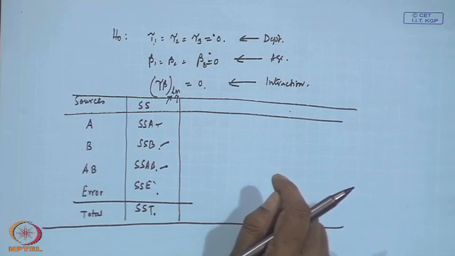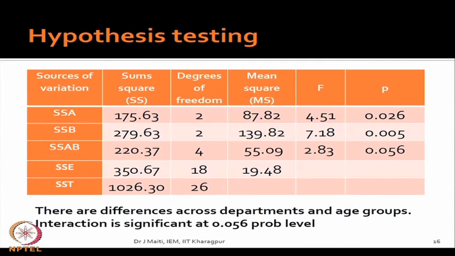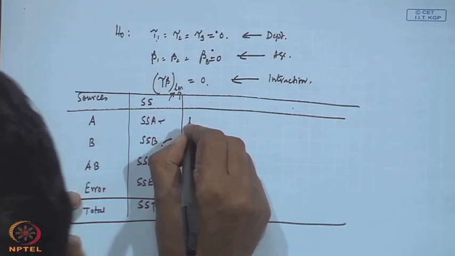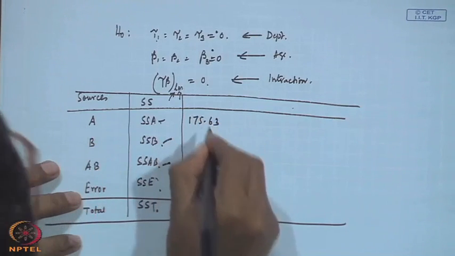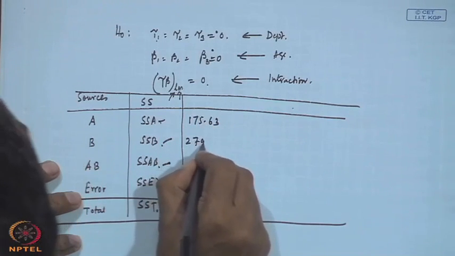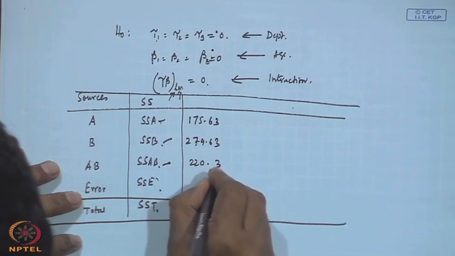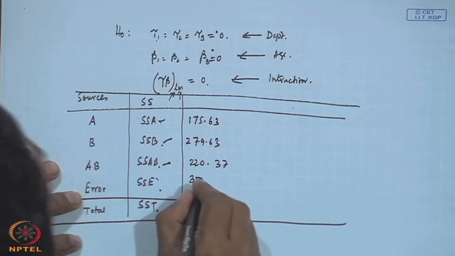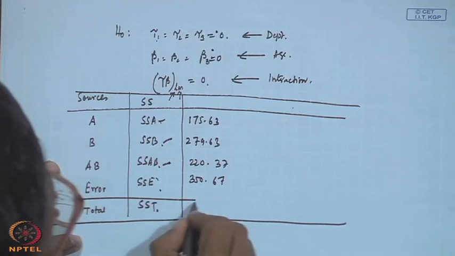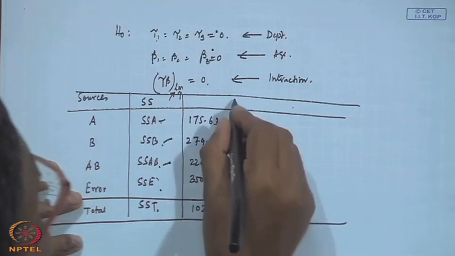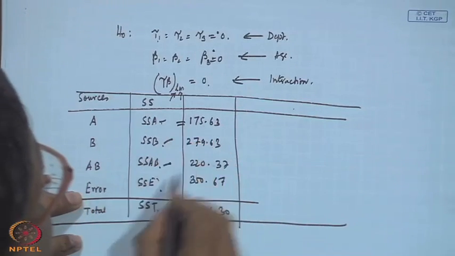Those individuals are the sources, and we have computed this. Based on the computation, you got values like this: SSA equal to 175.63, SSB 279.63, SSAB 220.37, SSE 350.67 and SST 1026.30. These are the SS values.